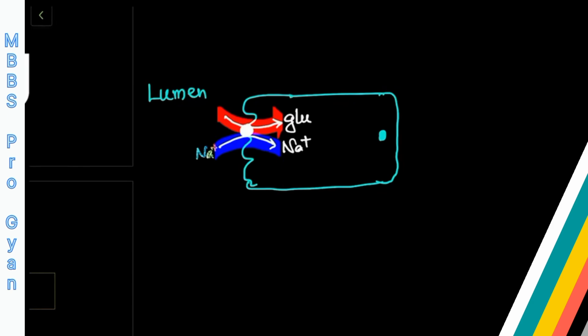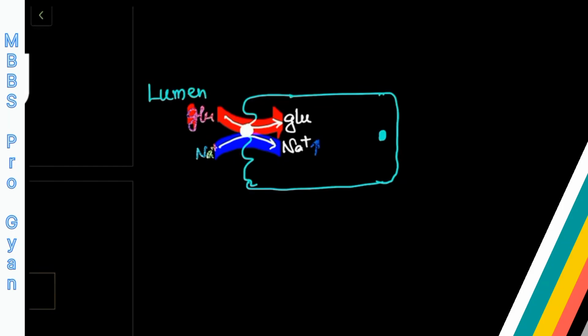For the sodium potassium ATPase pump, we have seen both sodium and potassium move against the concentration gradient. But in the case of SGLT, glucose is moving against it, and sodium is moving along the concentration gradient. Because of the movement of sodium, glucose is also moving. So suppose you are absorbing more and more glucose from the intestine. What will happen? In parallel, your sodium concentration within the cell will also rise.